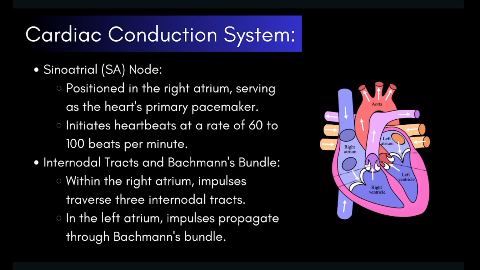So to open up the series, I'd like to give a brief rundown of the cardiac conduction system. First off, we have the sinoatrial node, also known as the SA node. This is positioned in the right atrium, serving as the heart's primary pacemaker. It initiates heartbeats at a rate of 60 to 100 beats per minute.